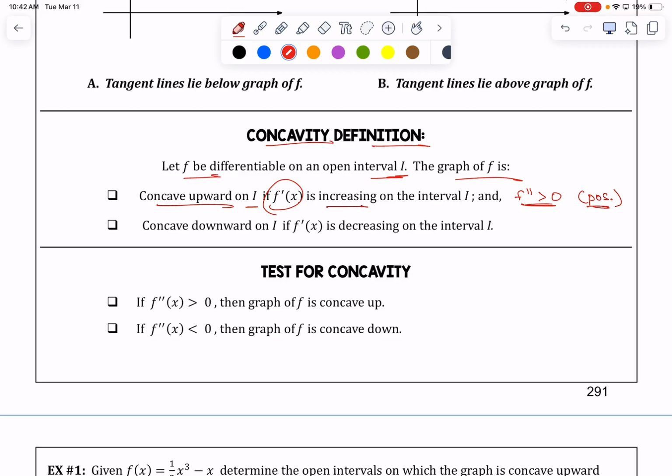So 2 derivatives away tells you what? Concavity. 1 derivative away tells you what? Increasing and decreasing. I'm going to say it again. 2 derivatives away tells you what? 1 derivative away? So if I'm at the 5th derivative, what would tell me increasing and decreasing for the 5th derivative?